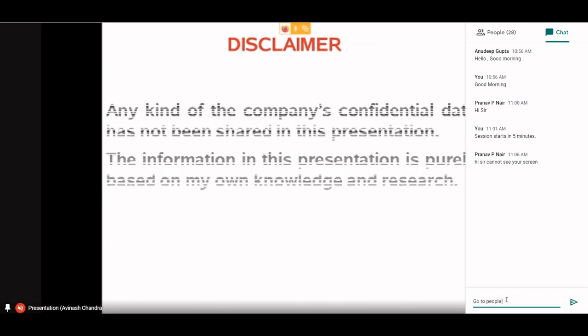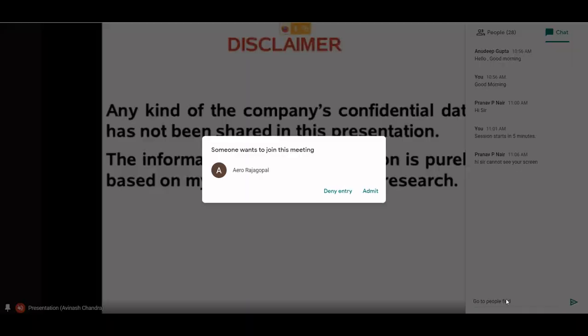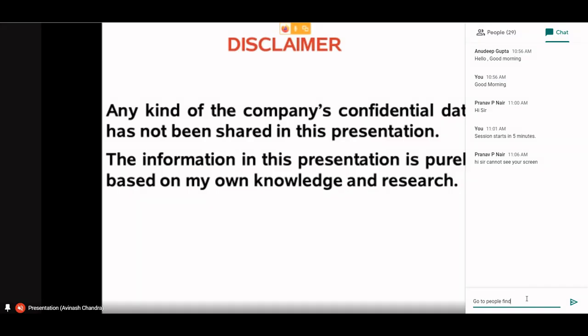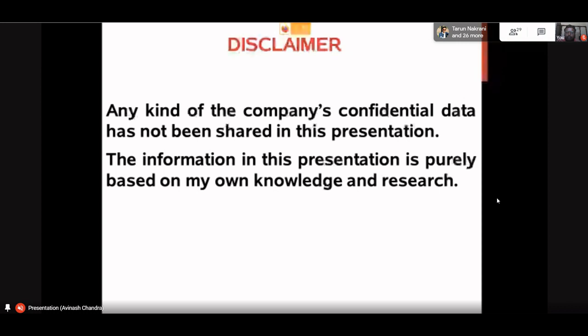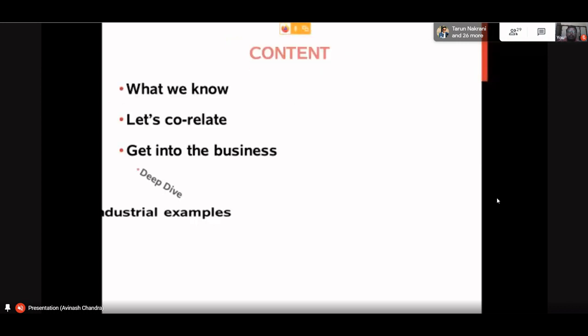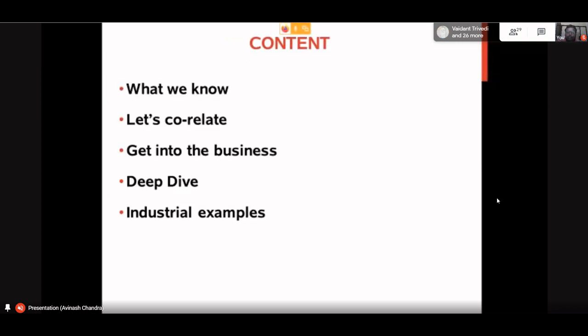Let me give a quick view of what we are going to discuss. First of all, we'll talk about what we already know. When we have any industrial problem, we split it into many sections. The first is what we know, and we correlate it with the physical laws. What laws are there, what things are there, and then we find out what is not known. That's how the problem goes.